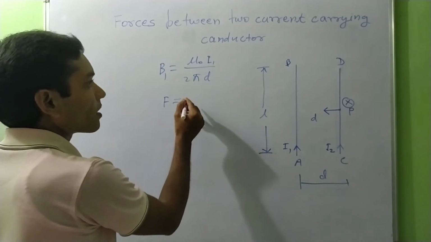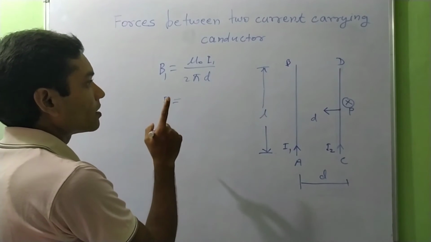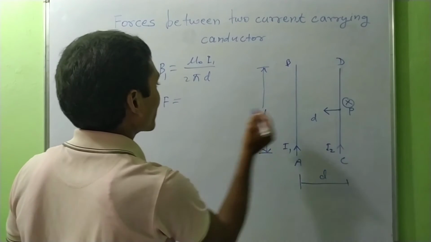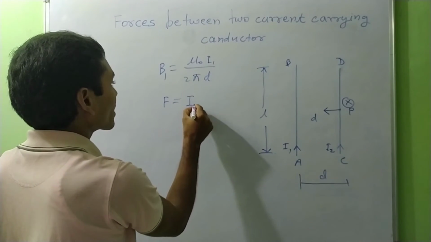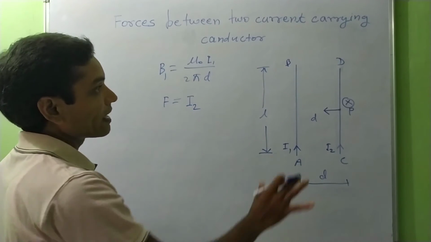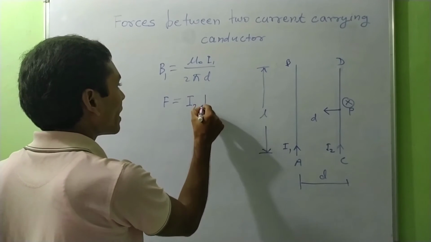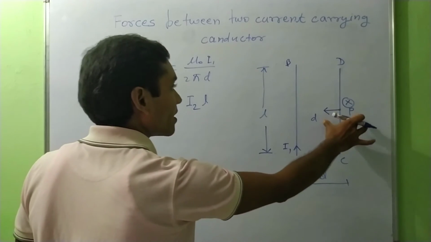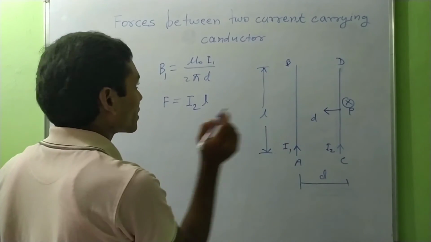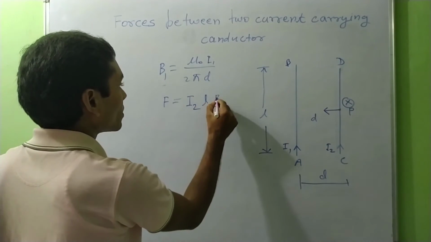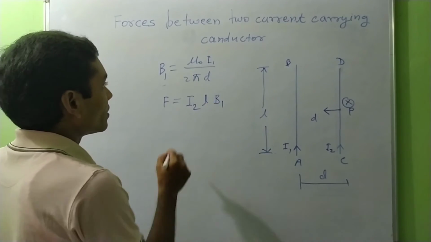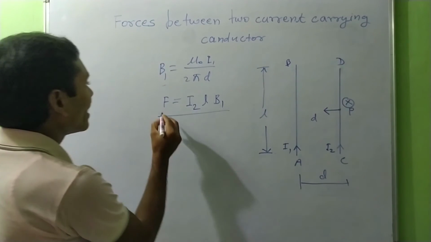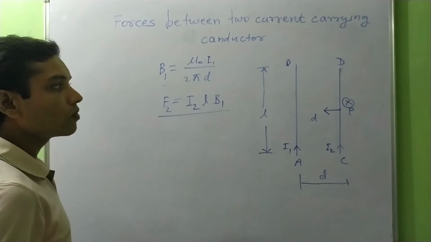If the current is flowing through the conductor which is placed in the magnetic field, this is the conductor, and the current through this conductor is I2, and the length of this conductor is L, and the magnetic field where this conductor is placed is B1. So this is the force acting on conductor CD. Let this force be F2.